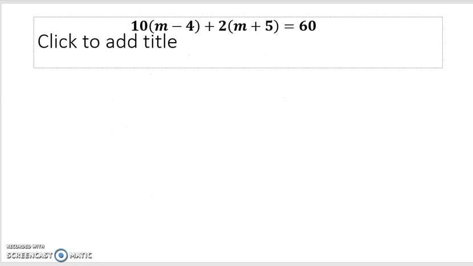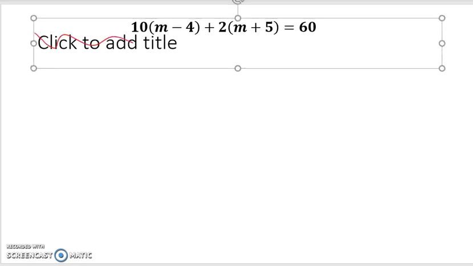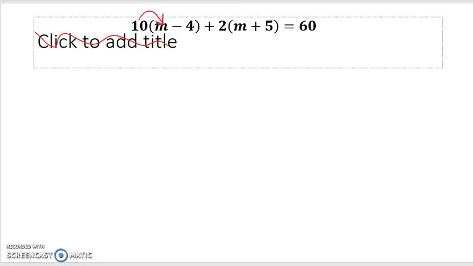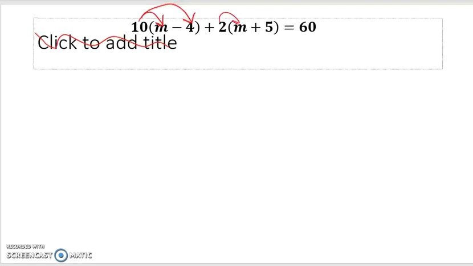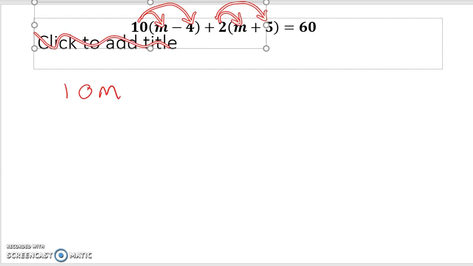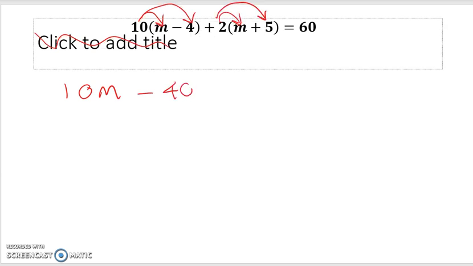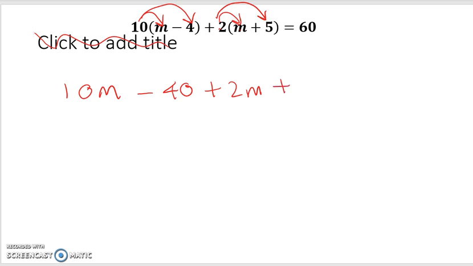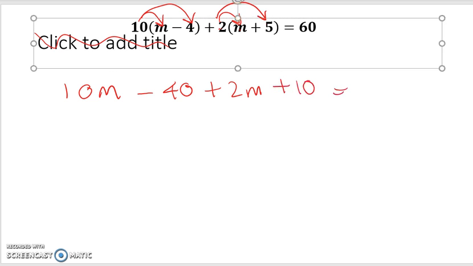All right, next equation has, sorry, excuse all of this, we've got to multiply the brackets again, but this time both brackets are on the one side. They're both on the left-hand side. So we've got 10m, 10 times minus 4 is minus 40, 2 times m is positive 2m, and 2 times 5 is positive 10. So every term must have a sign.